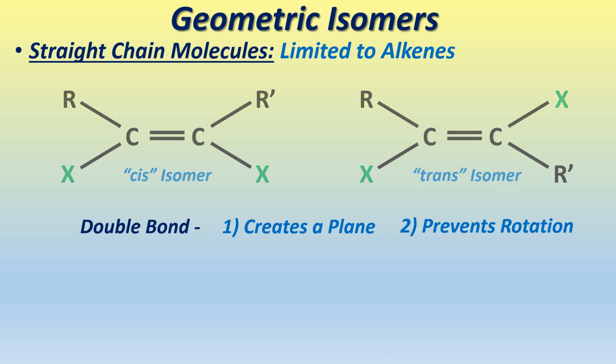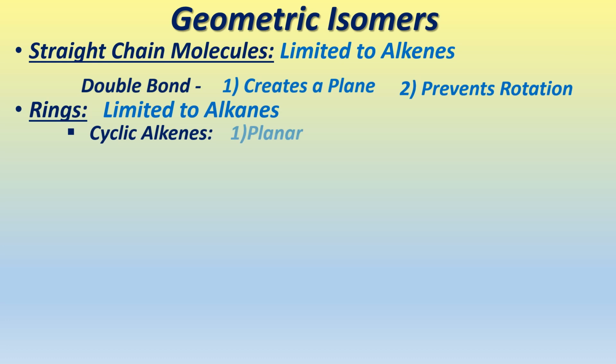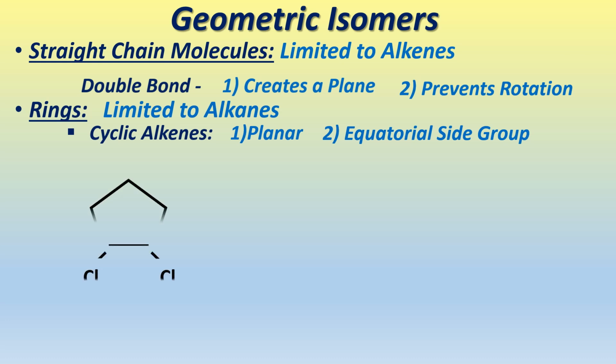However, when one looks at a ring, things change. In rings, cis-trans isomers are going to be limited to alkanes. This can be shown as follows. If I have a cyclic alkene, it is planar. However, as you'll see, there's no relative difference between the side groups.